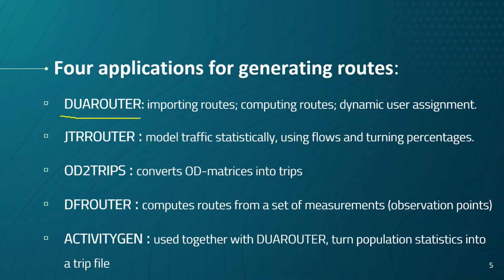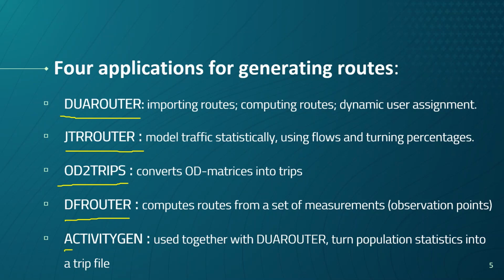Another option, JTRROUTER, may be used if you want to model traffic statistically using flows and turning percentages at junctions. The third option, OD2TRIPS, helps you to convert origin and destination matrices into trips. And the final option, DFROUTER, computes routes from a set of measurements collected from selected observation points.